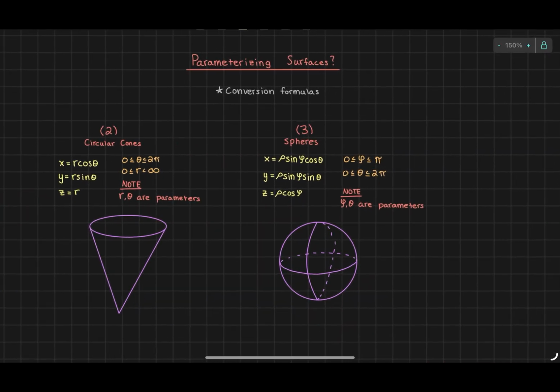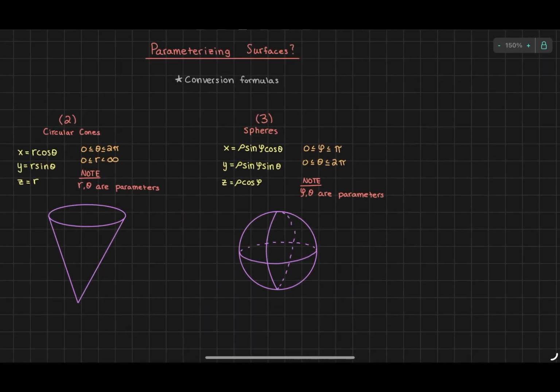Third is going to be spheres. Spherical coordinates is what we're going to be converting into. So our x is going to equal rho sine of phi cosine theta, and our y is going to equal rho sine of phi sine theta, and our z is going to equal rho cosine of phi. Note that phi and theta are our parameters now, and that phi goes from the z-axis to the negative z-axis. Therefore, what does that area cover? It's going to be from 0 to pi. And then our theta, once again, we already established that it's going to be a circle, so it's going to go from 0 to 2 pi.